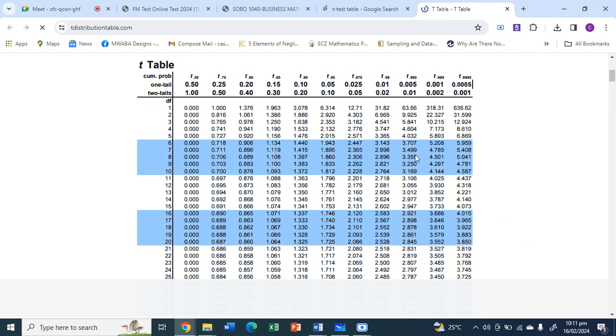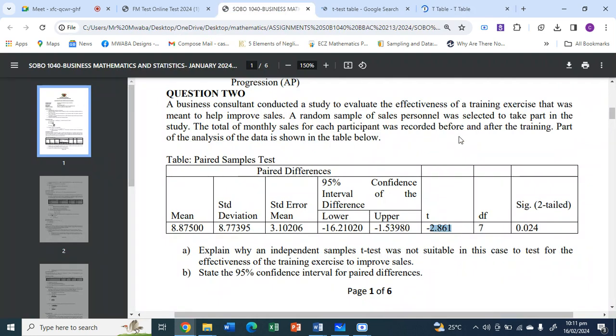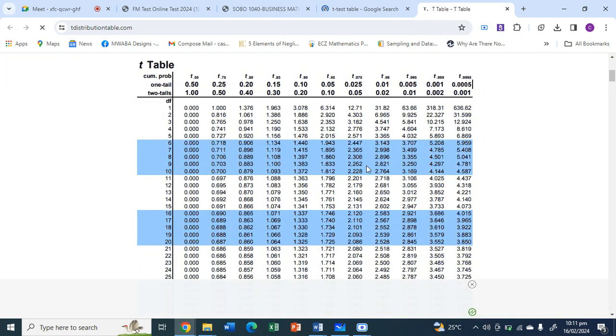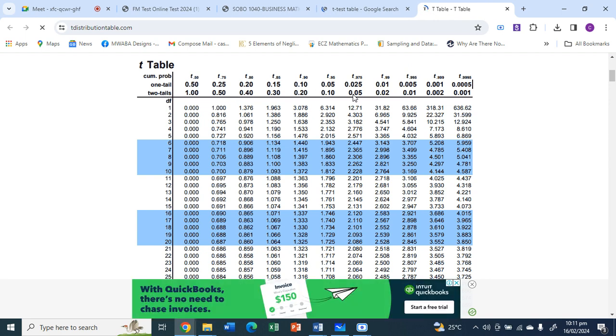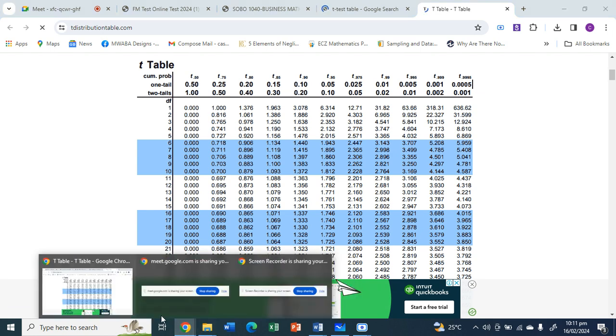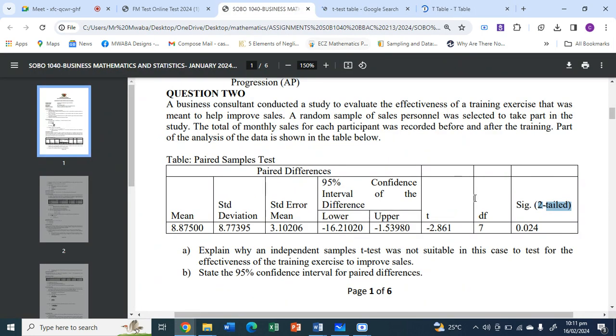All right. So for this test, first you have to look for the significance level and the type of test. They've told us it's a two-tailed test, and our significance level is 5%, which is 0.05. So you come here, two tails on this part, significance level 0.05. Then you go to the degrees of freedom. In this case, the degrees of freedom is 7.